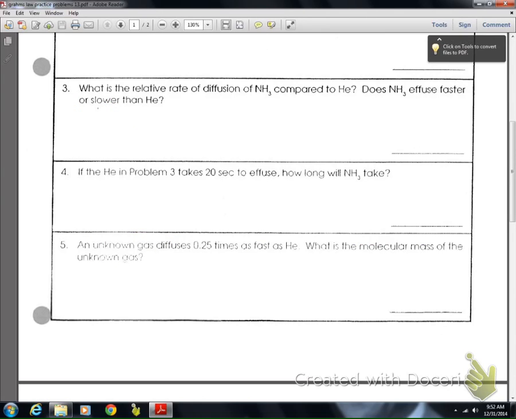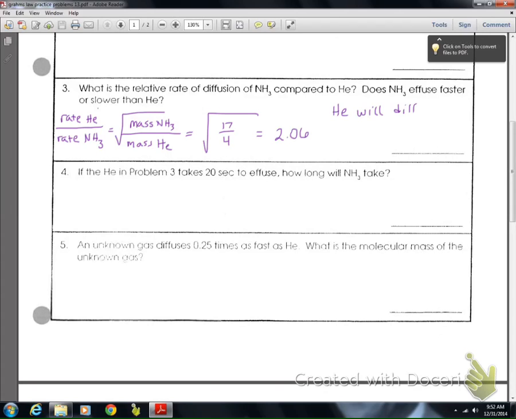So number 3 problem says, what's the relative rate of diffusion of ammonia compared to helium? So does ammonia effuse faster or slower? So we know that since we know our compounds and elements, we're going to put helium on top because it's smaller. We know the mass of ammonia is 17 and the mass of helium is 4. When we do our calculations, I can see that helium moves 2.06 times faster than ammonia.